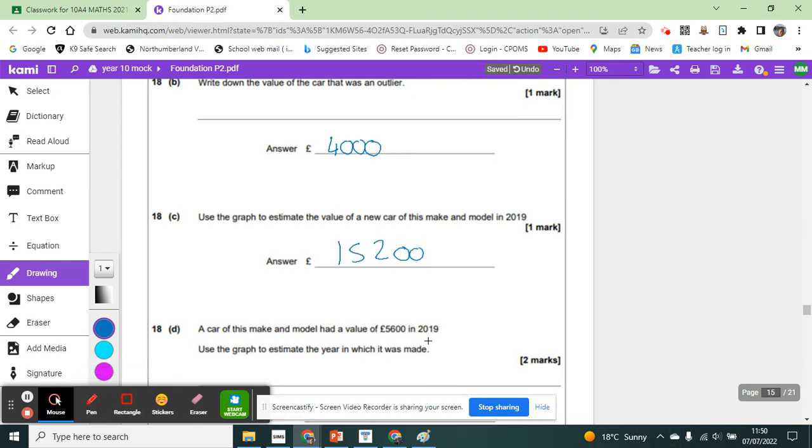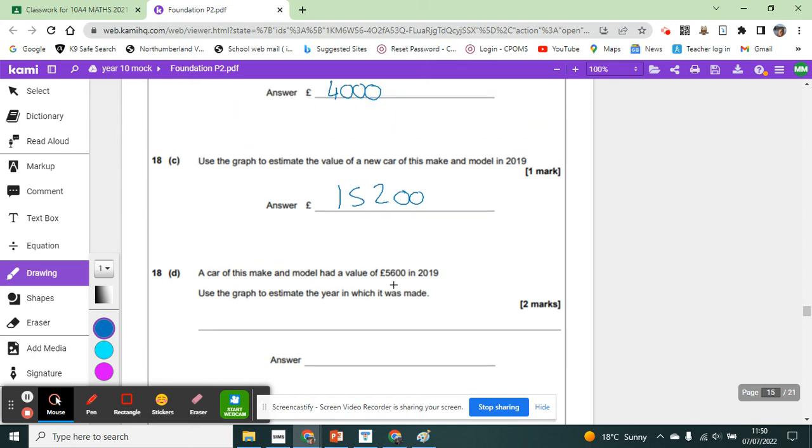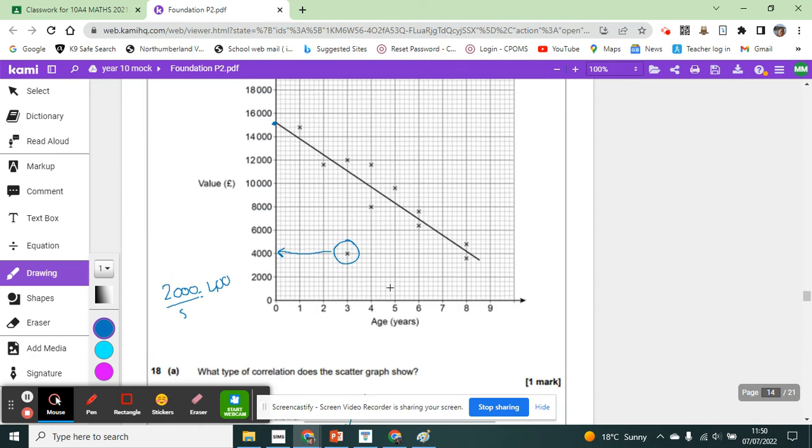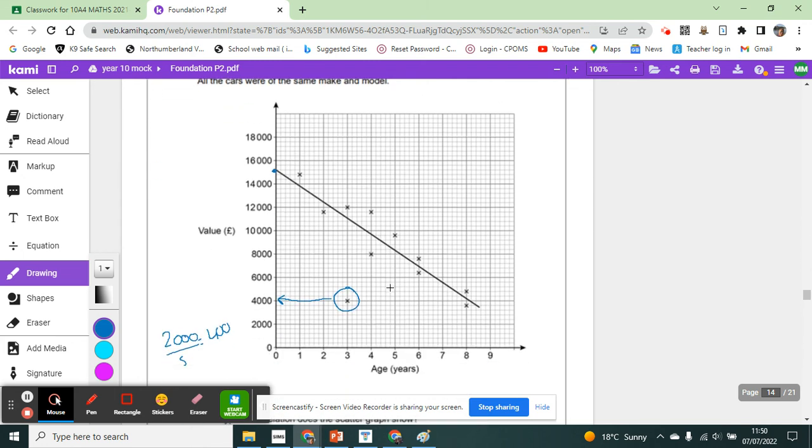A car of this make and model has a value of 5,600. Use the graph to estimate in which year. So 5,000, I've kind of drawn this outlier a bit, so 4,000. So we're looking somewhere along here now. We've got to draw a straight line. That's where I'm going to mess up a bit.